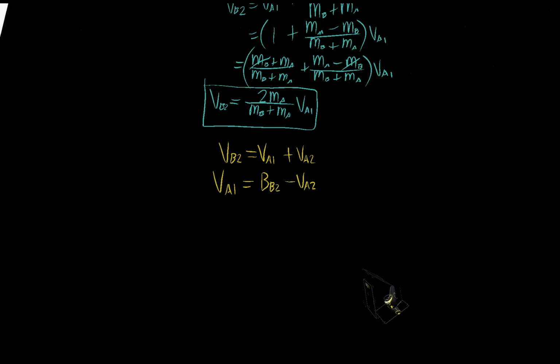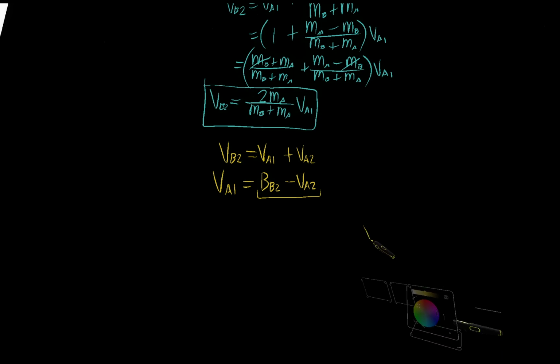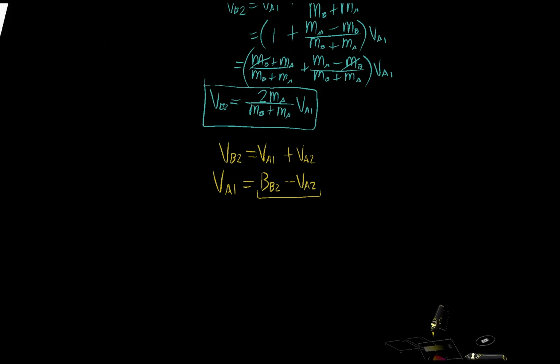So VB2 minus VA2, this part right here, is relative velocity. That's the velocity of B relative to A. Whatever these two velocities are, if you take the difference of them, you're just getting the relative velocity, what the velocities are relative to each other, right? So it's the velocity of B relative to A after the collision, which this equation says is equal to the negative of the velocity of B relative to A before the collision.